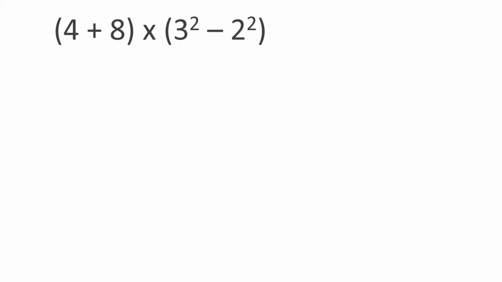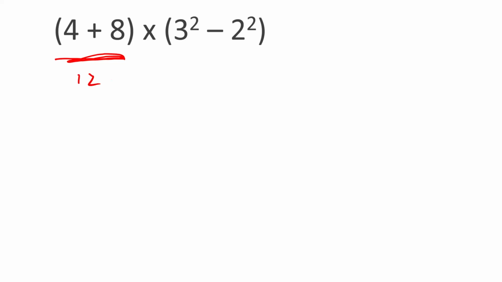4 plus 8, and that's all multiplied by 3 squared minus 2 squared. Well, we'll start with the first bracket. 4 plus 8 is 12. We could replace that 4 plus 8 with the number 12. Let's see what we can replace the other brackets with.